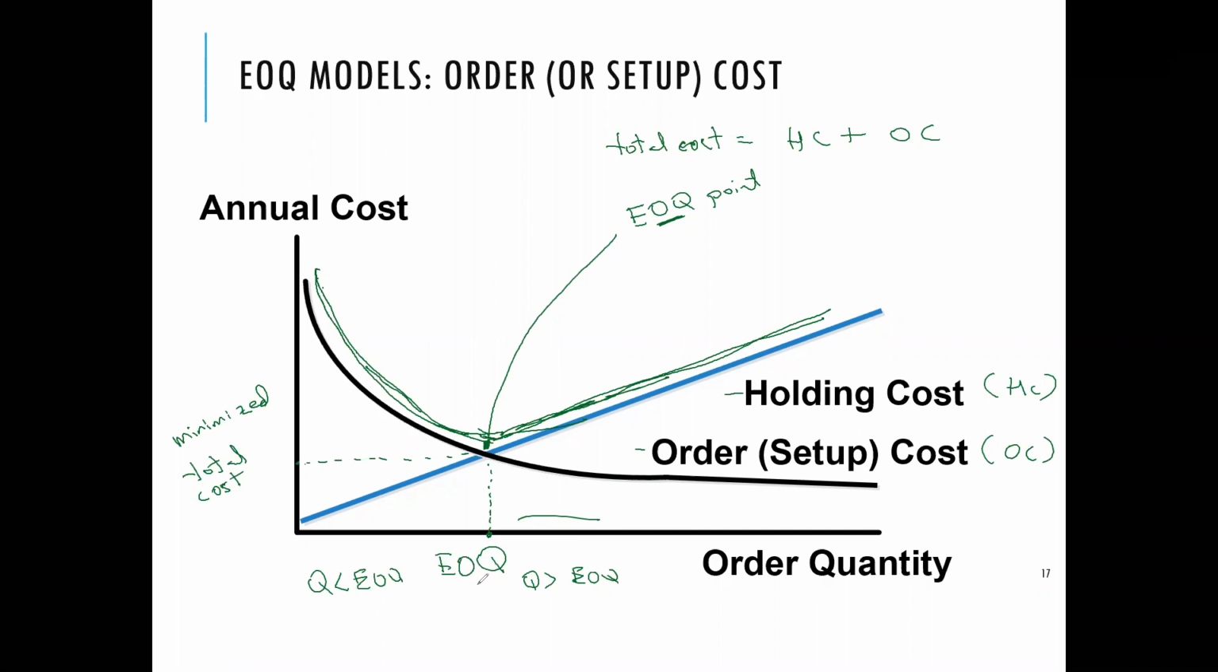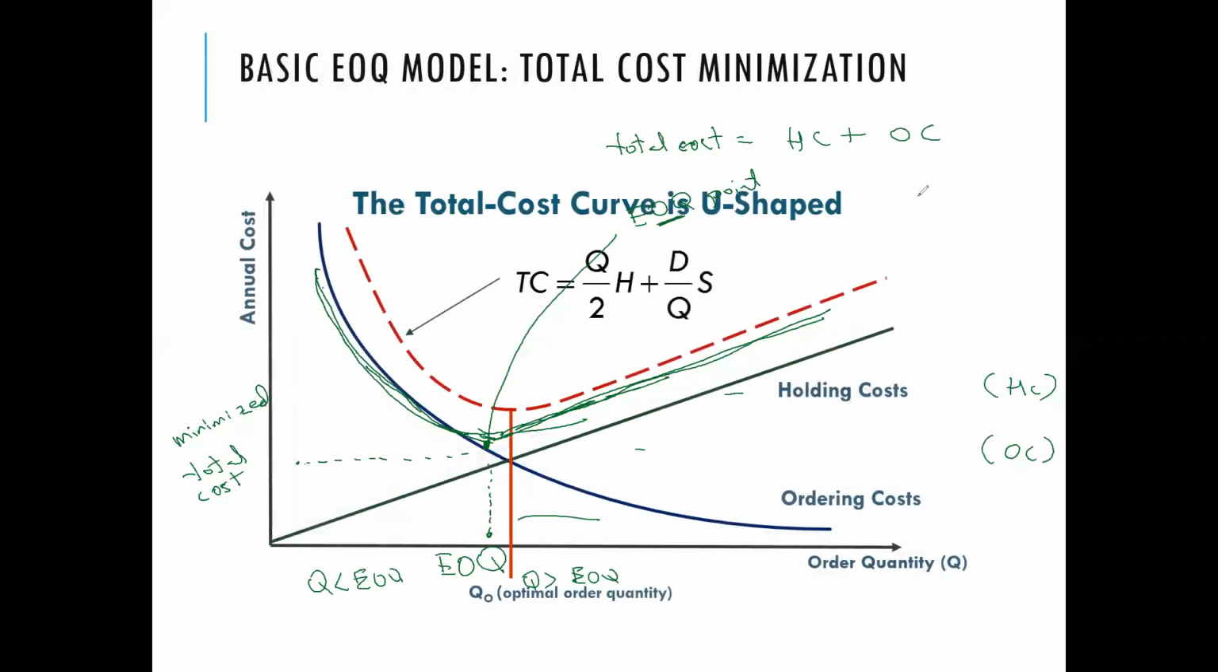So that is why the concept of EOQ is both interesting and important. If you order more than EOQ, your total cost goes up. If you order less than EOQ, your total cost still goes up. So the quantity that minimizes total inventory cost is called economic order quantity. So let's move on to the next slide. And the next slide will more or less show the same thing.